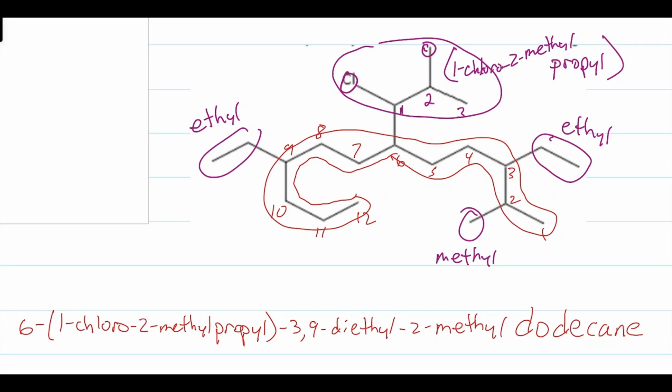Again, our substituents are in alphabetical order, C, then we go by the E and the M. Numbers showing where they are. So 6, parentheses, because it's a complex name, so we put in parentheses so it's not confusing what numbers go with what. So 6-(1-chloro-2-methylpropyl)-3,9-diethyl-2-methyldodecane.